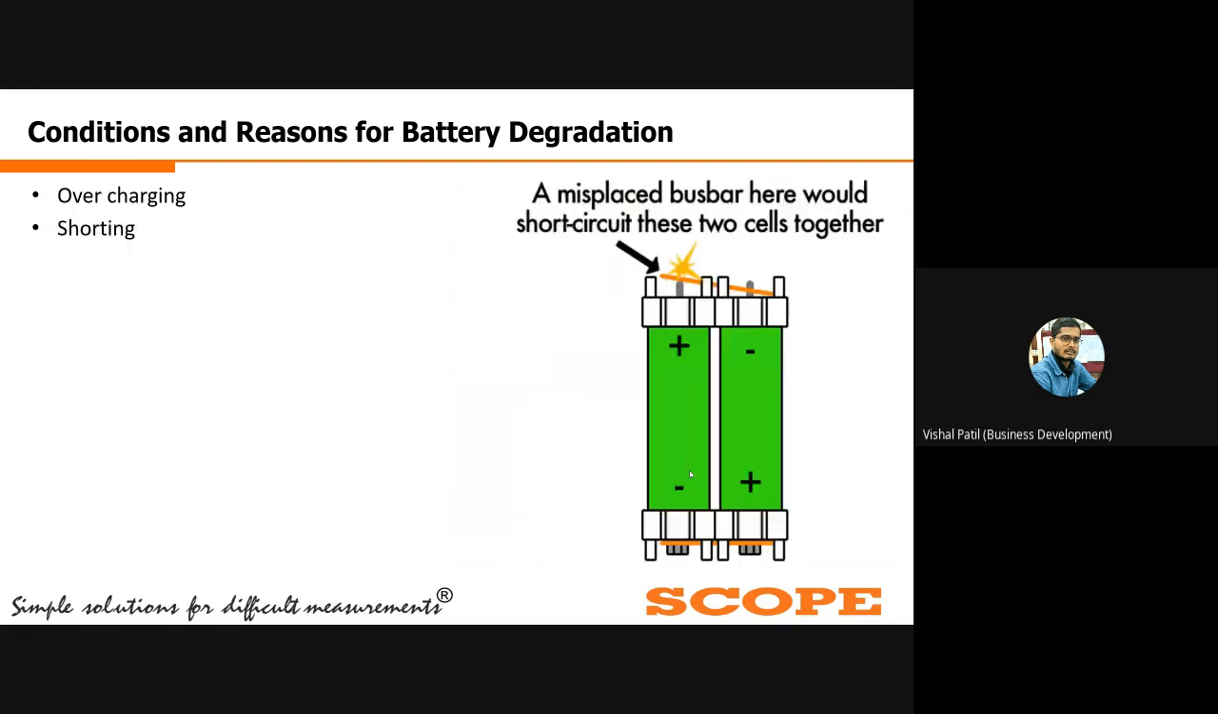Then next, shorting. Whenever a misplaced bus bar or any other external conductor is placed on the battery terminals, there might be some chances that shorting will occur. And due to this shorting, your cell will get discharged without any load. So due to this discharging during operation, due to this external shorting, your cell capacity will get reduced.